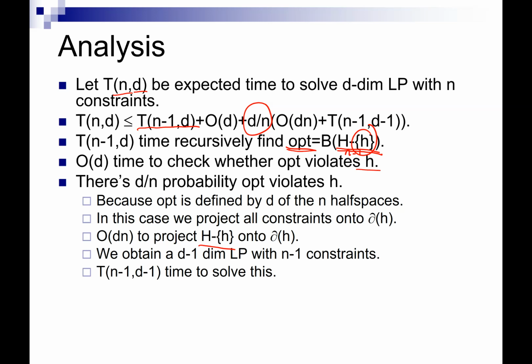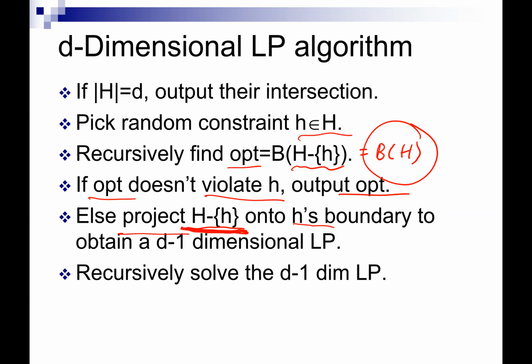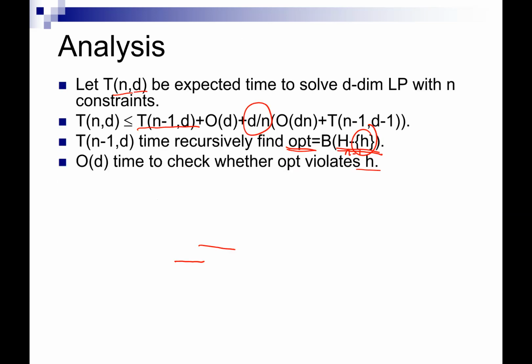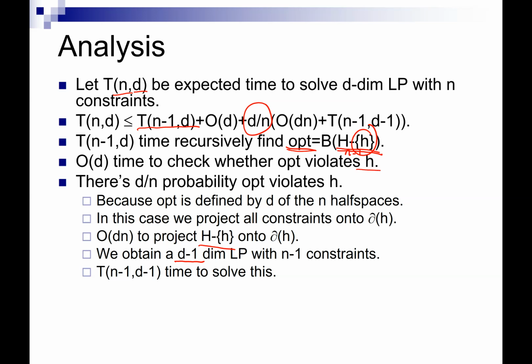Furthermore, once you do that, we're going to end up with a d minus 1 dimensional LP, because this LP is only going to lie on the boundary of h, which has d minus 1 dimensions. It's also going to have one less constraint because we took out the h constraint. So then we need to solve this d minus 1 dimensional LP. The final step over here is a d minus 1 dimensional LP with n minus 1 constraints, and it's going to take this much time to solve it. So those are all the terms in this equation over here.